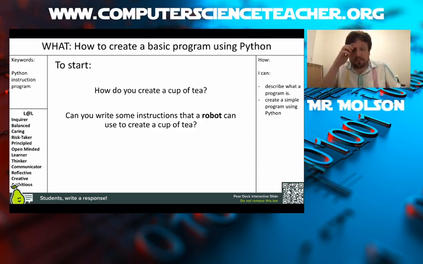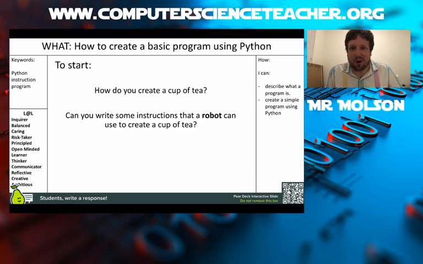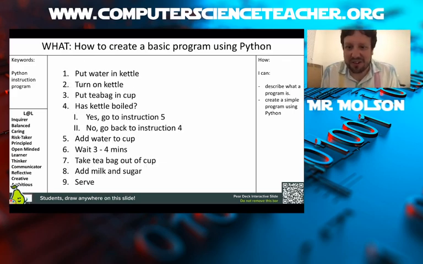All right, so hopefully you've had a thought about how you might make a cup of tea. This is what I came up with. You may agree or disagree. There's lots of variation on how to make a cup of tea, but hopefully what we've got here is a series of instructions. The first instruction I had was put water in the kettle. The second instruction was to turn the kettle on, of course.